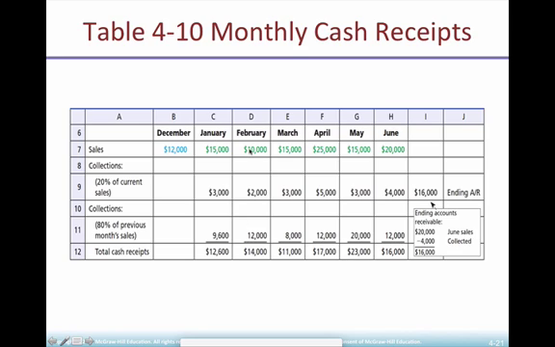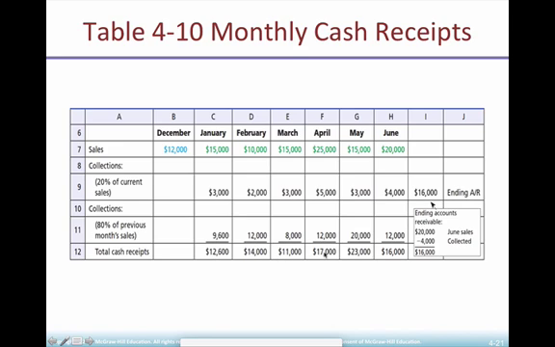February, the same thing. 20% of 10,000 is 2,000 collected in the same month and 80% in the following month. And so on. So what we have here, if we add up these two elements, that's the cash coming in, cash into my pocket for each month, total cash receipts.